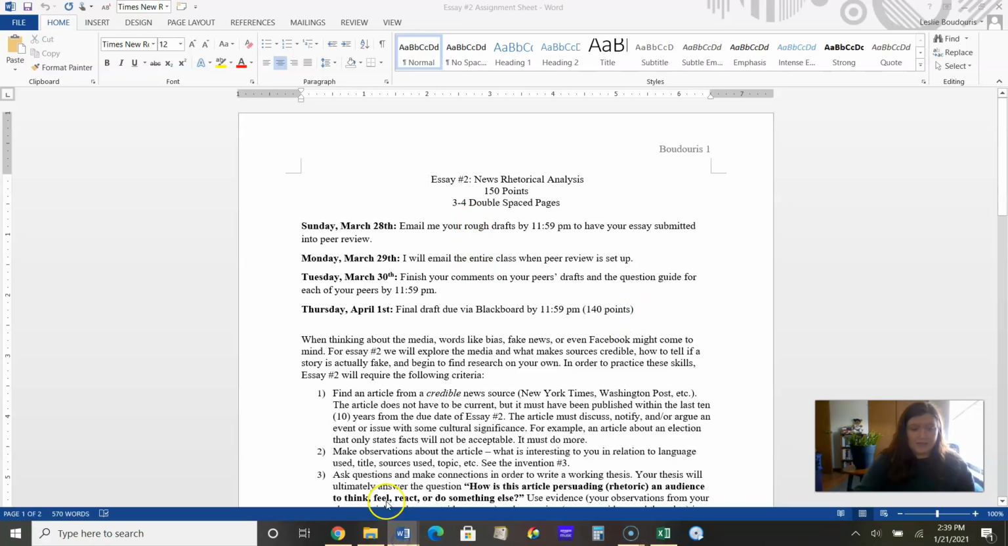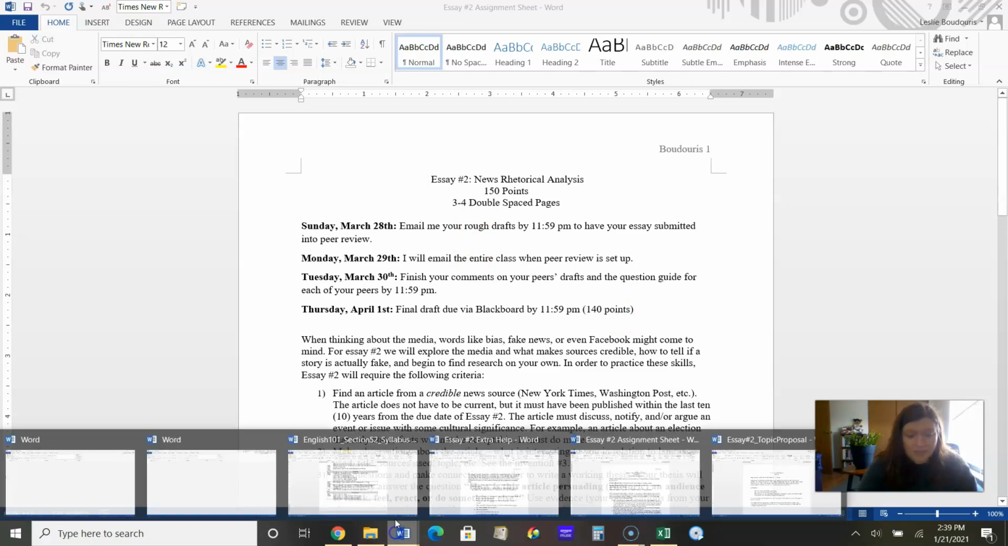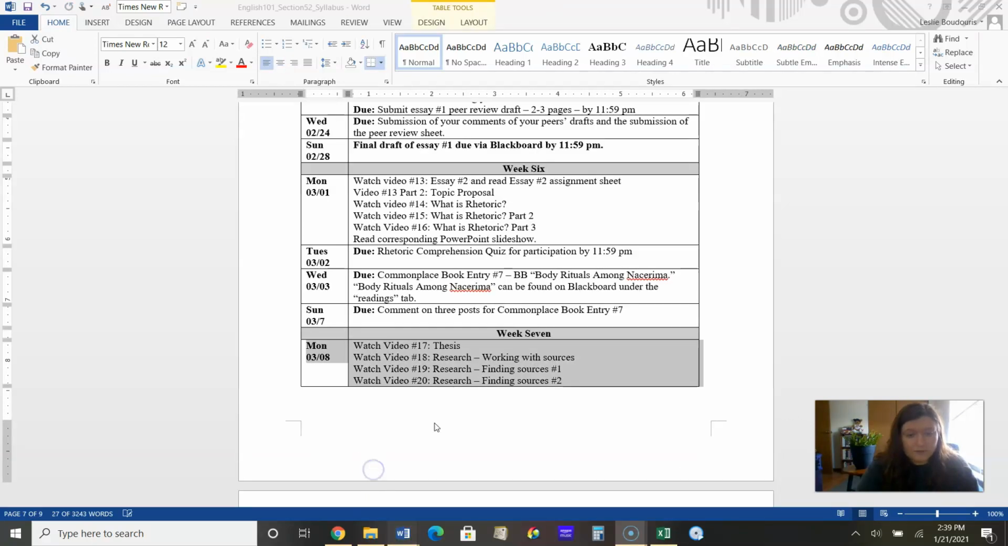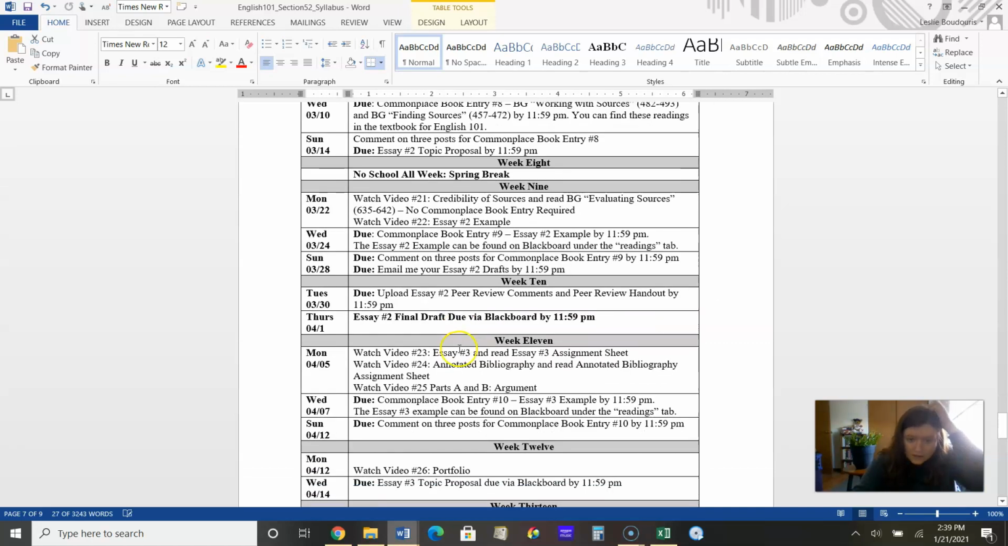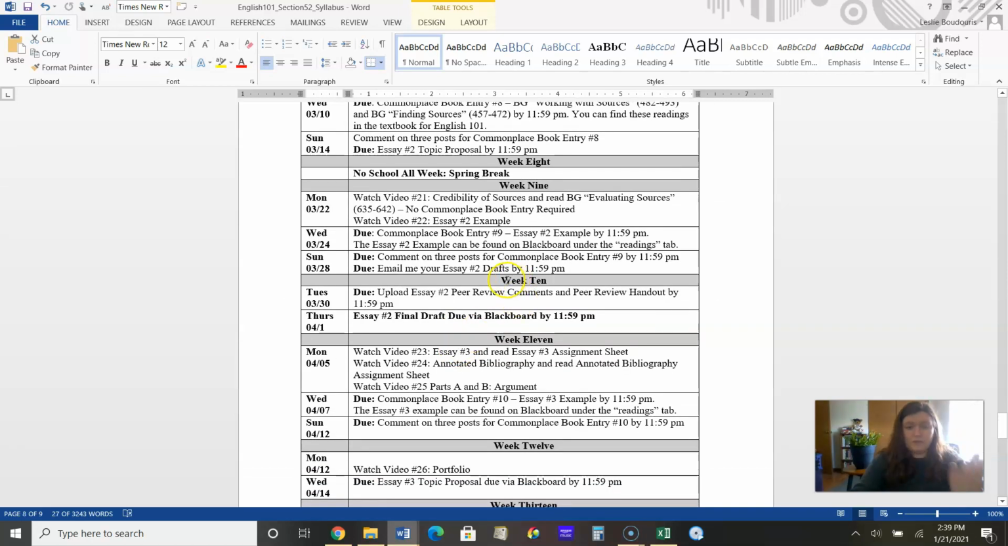You can see those same dates on the schedule, which would be the end of week 9 into week 10. And so you can see all these dates, same as I listed on the assignment sheet. All the dates are also on the assignment sheet and here on the schedule, which of course is at the end of the syllabus.